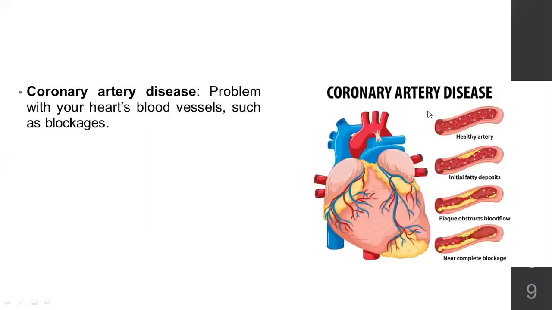So coronary artery disease, healthy artery, you can see here how it looks. These are the coronary arteries and coronary veins. Okay, the red ones are the arteries, the blue ones are the veins. These are supplying blood to the heart. Okay, so this is how a healthy coronary artery looks.